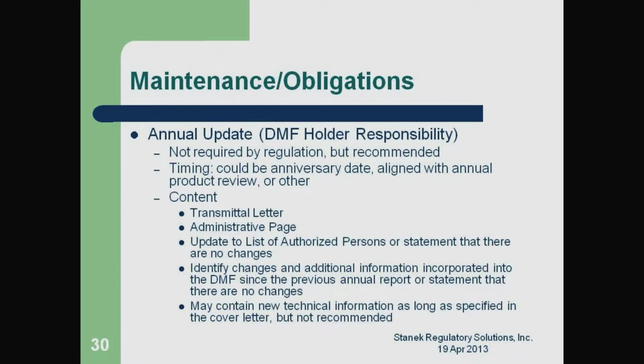So DMF holder responsibility. One of the items is an annual update. This is very different from an annual report that a drug product applicant has to do. This is not required by regulation, but it is highly recommended. And if you're not even doing an annual update to your DMF, this will trigger the FDA to look at that list and say, hey, do you still want this DMF? Do something within 30 days or you're going to inactive status. So this is one way to at least just keep you active if you just do this annual update.